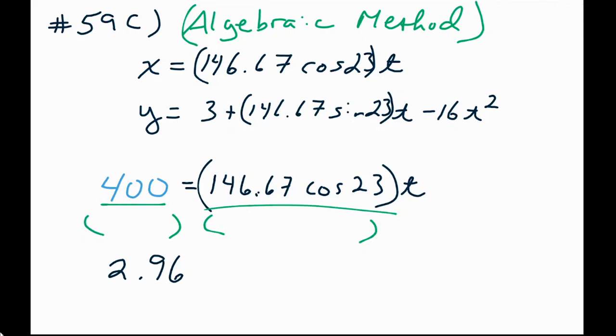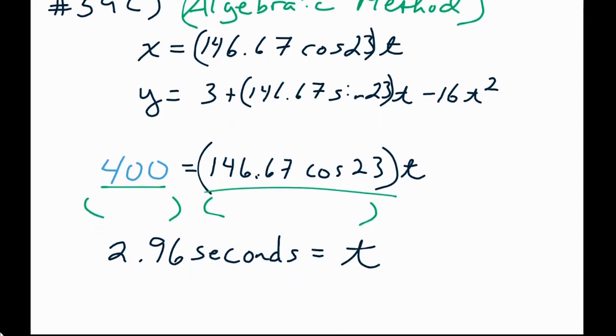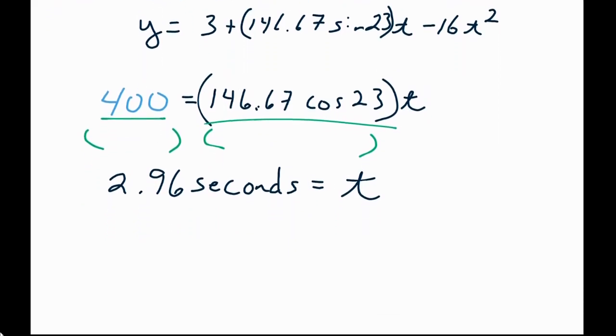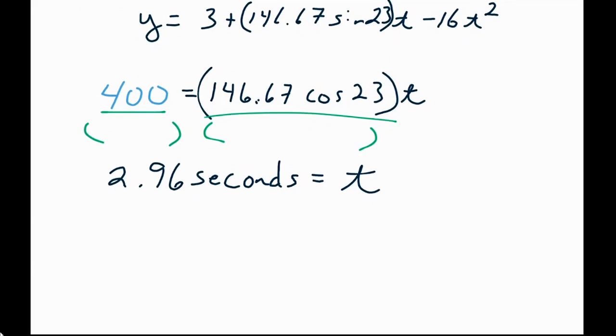Let's call that 2.96 seconds just to make sure that we're clear. Now, again, in 2.96 seconds, that ball is going to travel 400 feet horizontally. So do you think I can use 2.96 seconds to figure out how high the ball goes? Yes, I can plug in 2.96 into my vertical equation. And if you look carefully at that vertical equation, the only thing that's missing is the time.